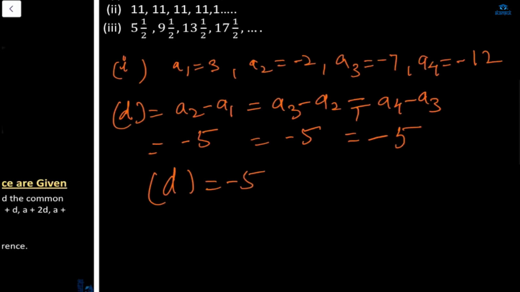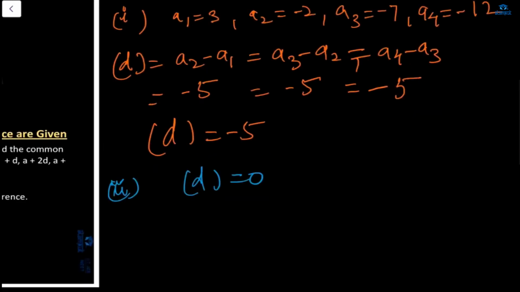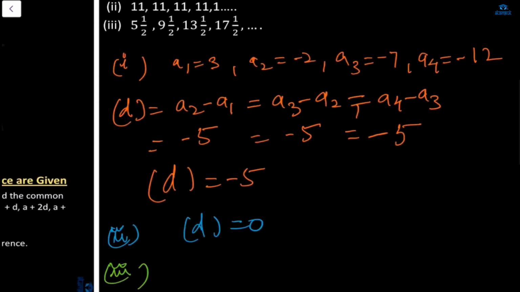Now similarly you can do the second one also. In the second one you don't need to check, because you can see all the terms are 11, 11, 11. Every time you subtract a term from its preceding term, you'll always get 0. So here D is equal to 0. Now you will see the third one. In the third one, what we have is 5 1/2, 9 1/2, 30.